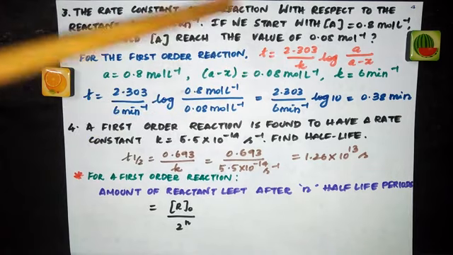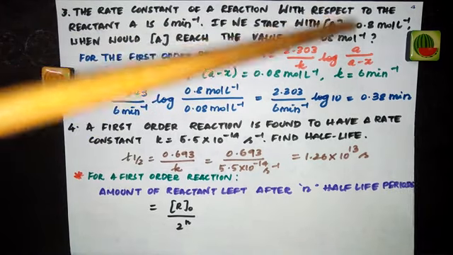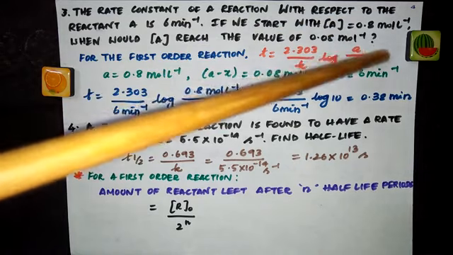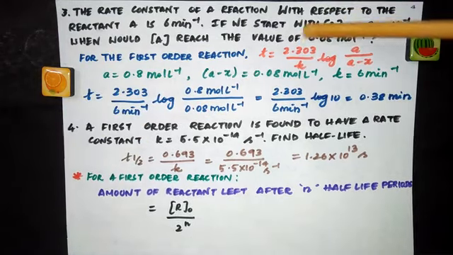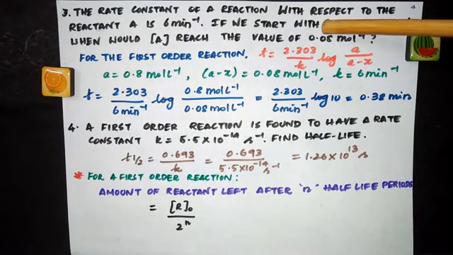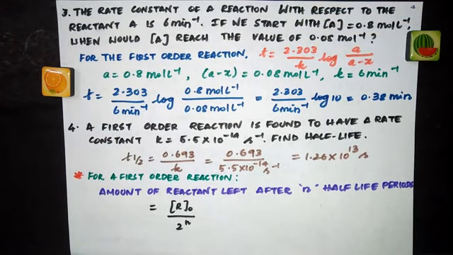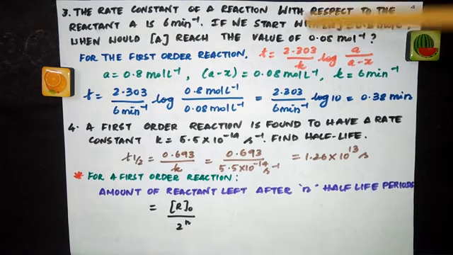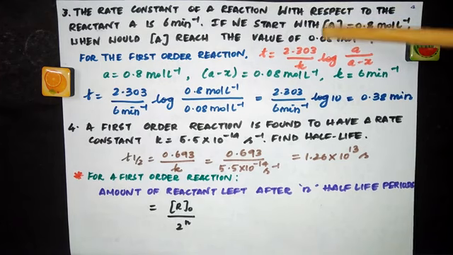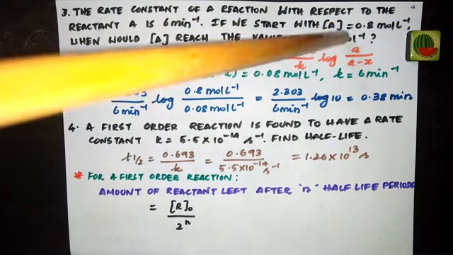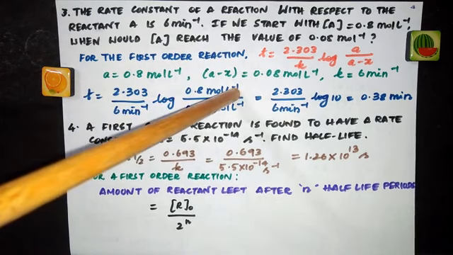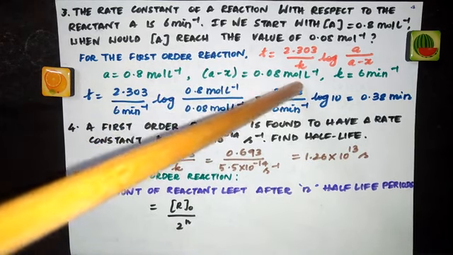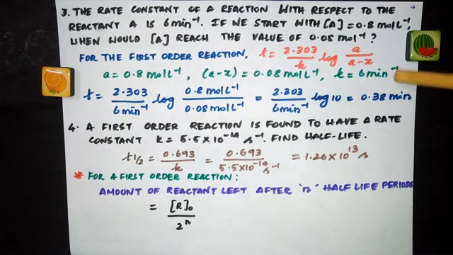k is given here. a is the initial concentration, which is 0.8. What is a minus x? Amount remaining. So what is the amount remaining as per the question? 0.08 is the amount remaining. So this is not the amount reacted, which would give you the x value. This is the amount of A remaining. So a is equal to 0.8 mole per liter, a minus x is equal to 0.08 mole per liter, and k is equal to 6 minute inverse.